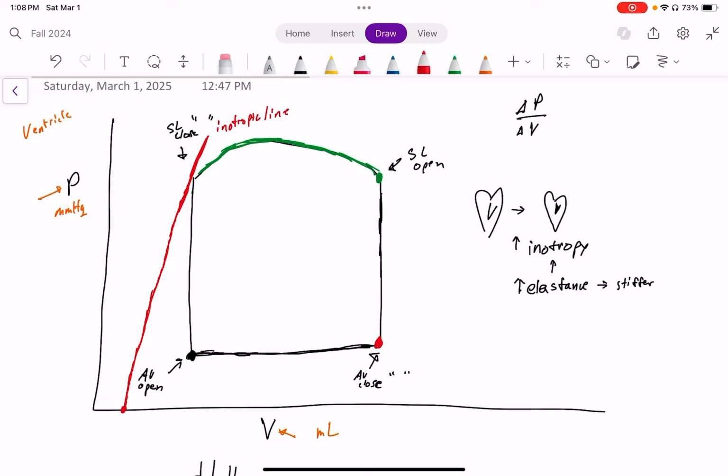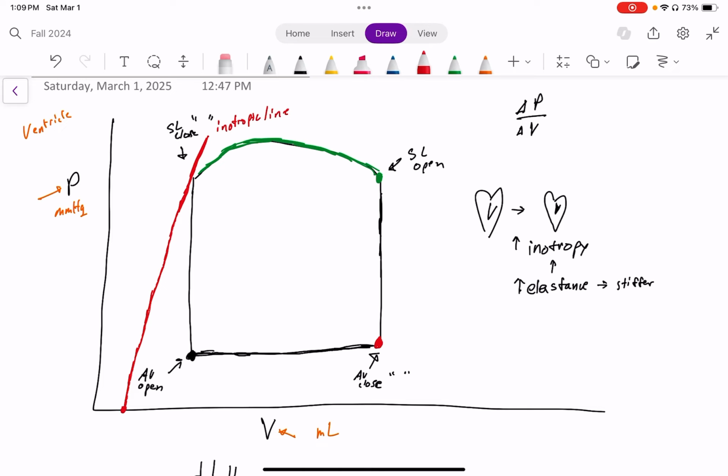And now this makes sense, right? Because if this line is steeper, say it was like this, then that means that when the semilunar valve closes here, there would be less blood in it. And that means that the heart was able to contract more, contract with more pressure to push more blood out. And that would be an increase in inotropy, and the slope is increased. So that is inotropy. And that's the inotropic line, which also corresponds to elastance.